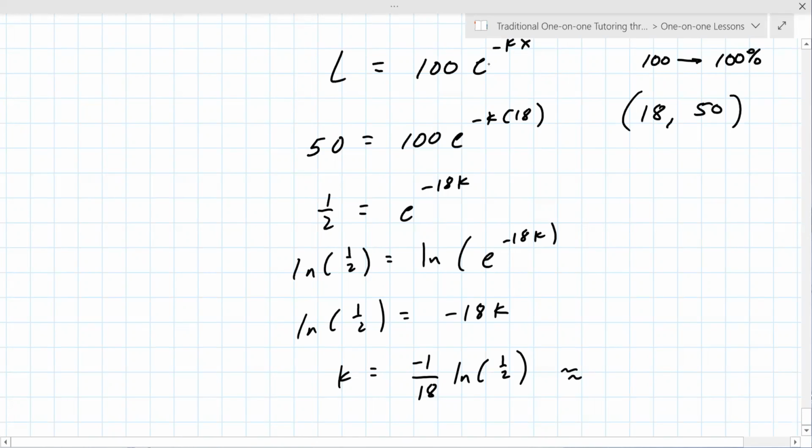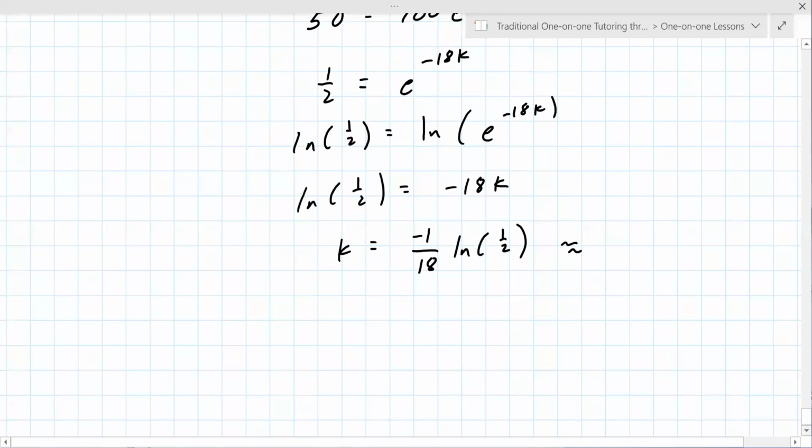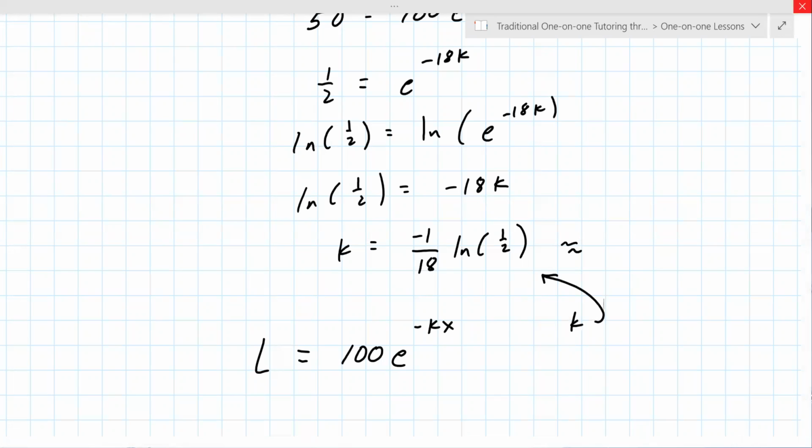So we did all that to go back to this equation right here, and we can now substitute in. So L equals 100 e to the minus kx, but k is this right here. It's a number. Let me get that number here. Minus 1 over 18 log of 1/2. It's minus 0.010129. You got to go more decimal places than you'd think here, so I just chose 6.